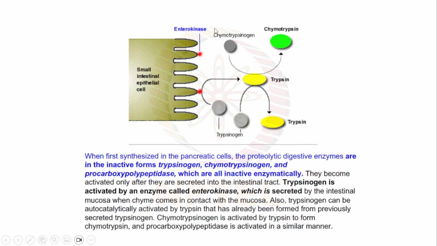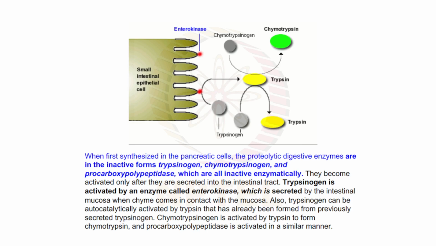Okay. So this is again what they have shown. When first synthesized in the pancreatic cell, the proteolytic digestive enzymes are in inactive form, as we have seen. So what are the names of their inactive forms? Trypsinogen for trypsin, chymotrypsinogen for chymotrypsin, and procarboxypolypeptidase for carboxypolypeptidases, which are all enzymatically inactive. They become activated only after they are secreted into the intestinal tract. The trypsinogen is activated by an enzyme called enterokinase, which is secreted by what?